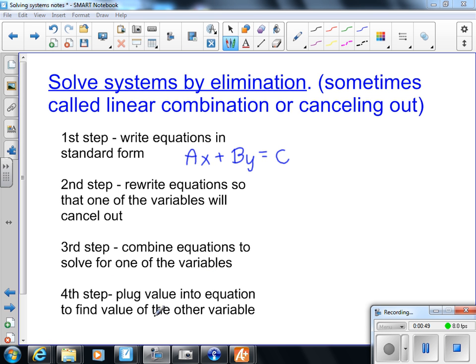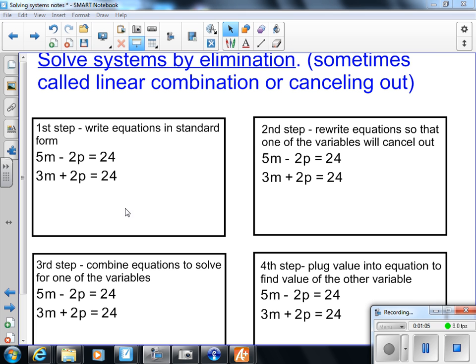And then the fourth step is a lot like the step in substitution. Once you find the value of one variable, you're going to plug it back into either one of your equations to get a value for the other variable. All right, let's take a look at an example, and I'll guide you through this one in which we're going to follow these steps.